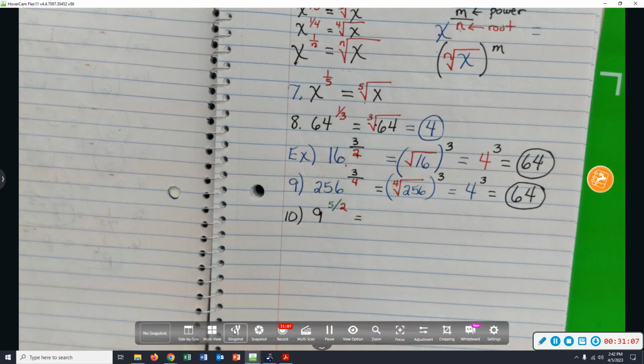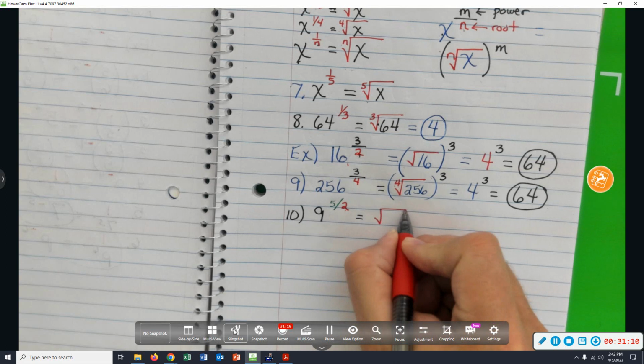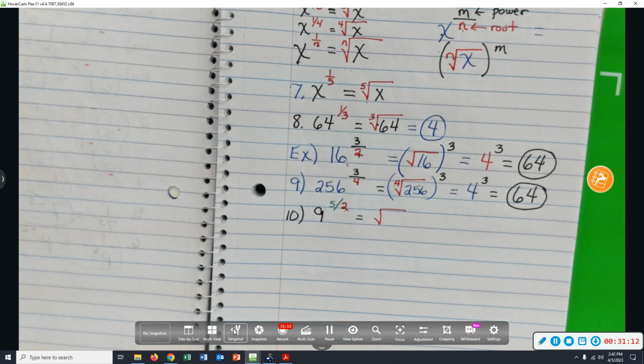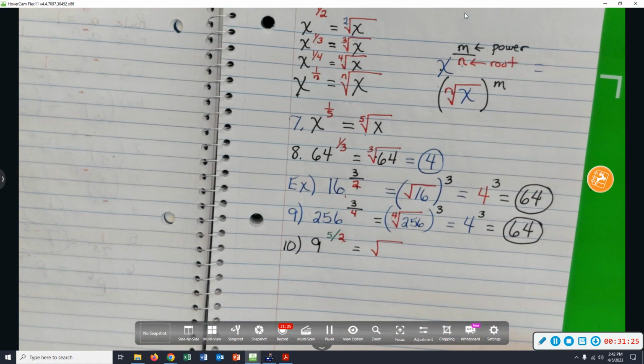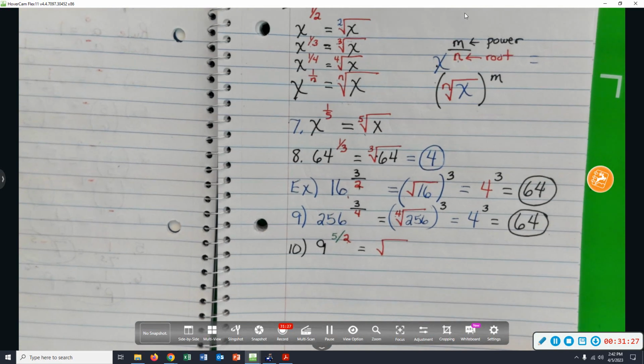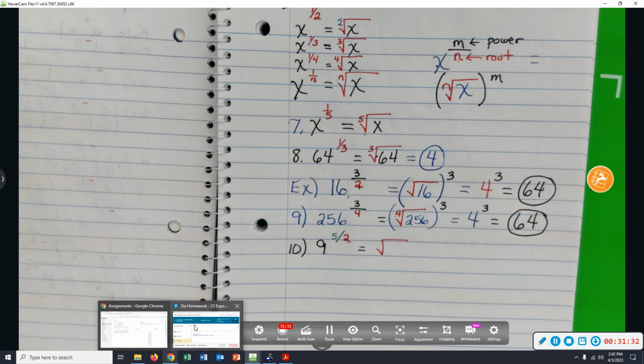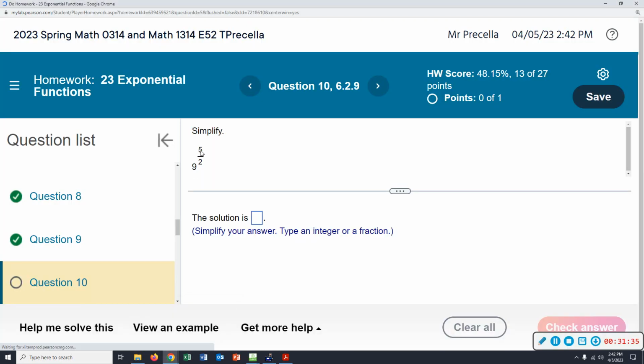Okay, the square root of 9. Oh, this is problem 10? I know what rule that is. It's this one right up here. If the top number is anything other than a 1, it's just differently written. I'm confused with it. I should have written the 5/2 vertical, I guess. Let's see. So we're using that rule where if the top number is something other than a 1, the bottom number is the root, the top number is the power.